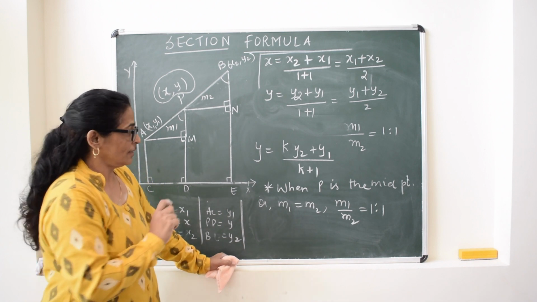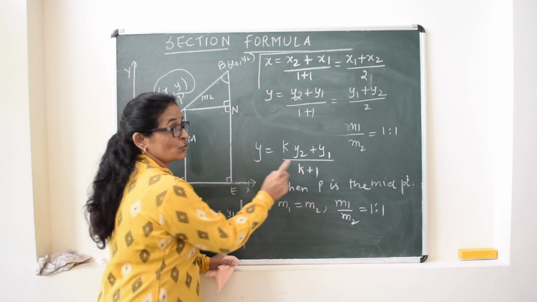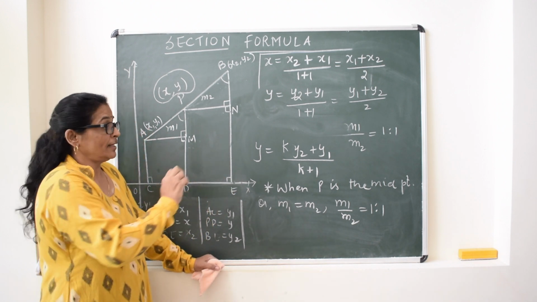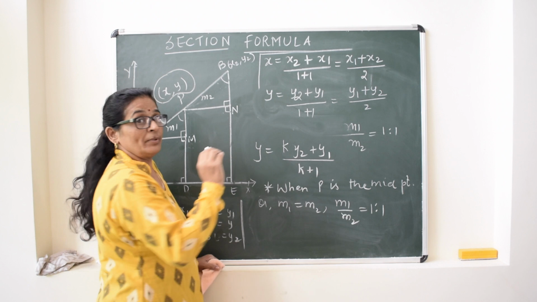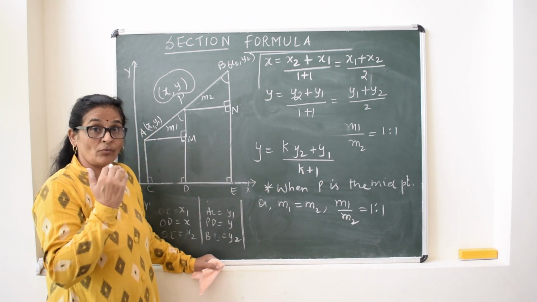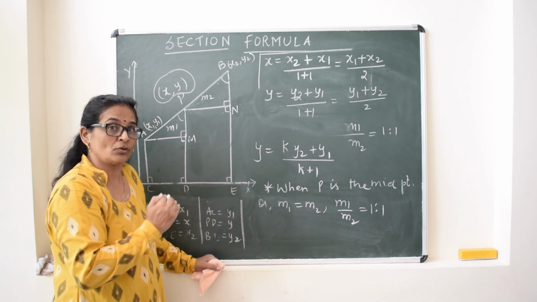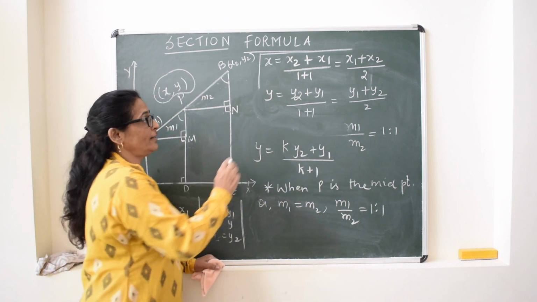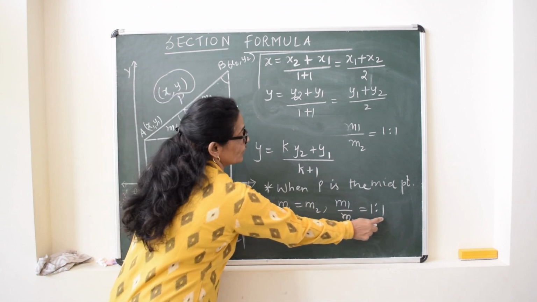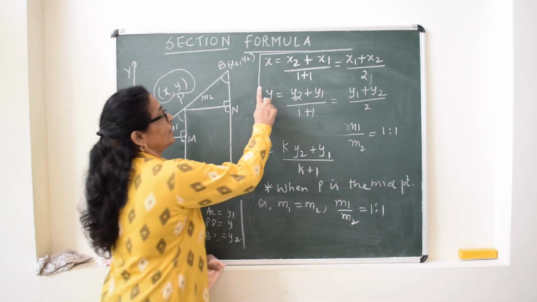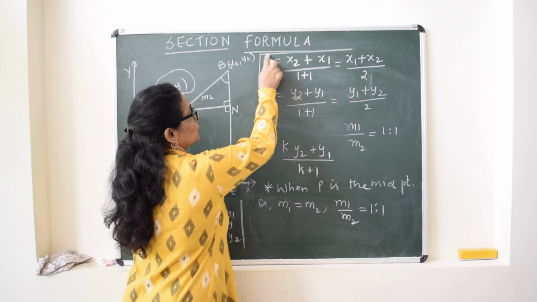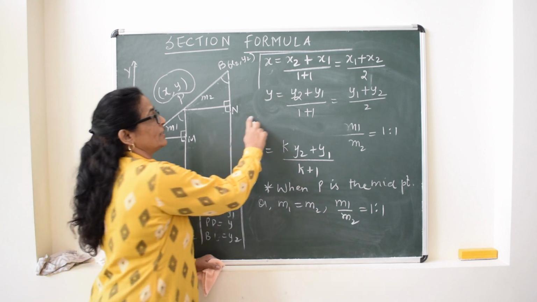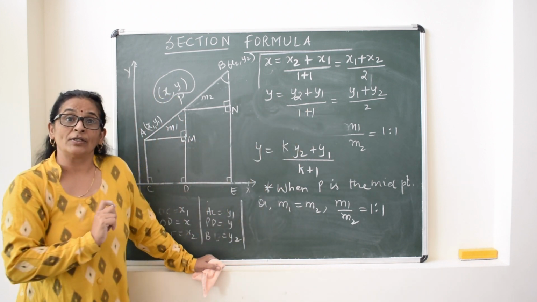So what we have seen: for an unknown ratio, we are taking k:1. Why are we taking k:1? If we take m1 is to m2, then in the values of x and y we would get two unknown quantities, and we cannot find the values of two unknown quantities. That is why we are taking k:1. And when this ratio is 1:1, meaning P is the midpoint, then the formula of the midpoint, meaning the coordinates of x and y, are x equal to (x1 + x2) by 2 and y is equal to (y1 + y2) by 2.